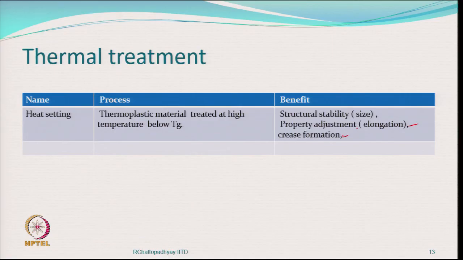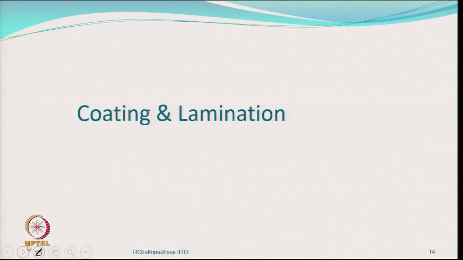Similarly, for crease formation also, as I said earlier, some fabrics need creases. So, heat treatment is required to introduce creases. Okay. Now, from there we go to coating and lamination, which is another type of finishing we can say.